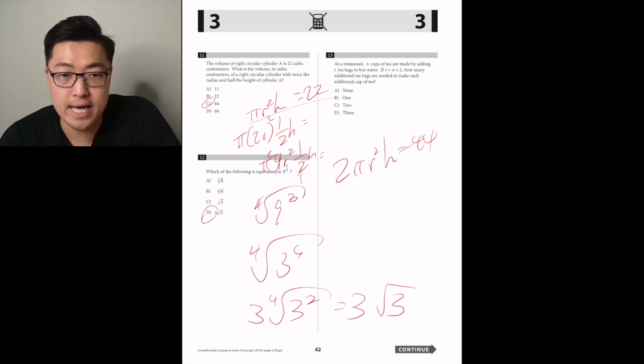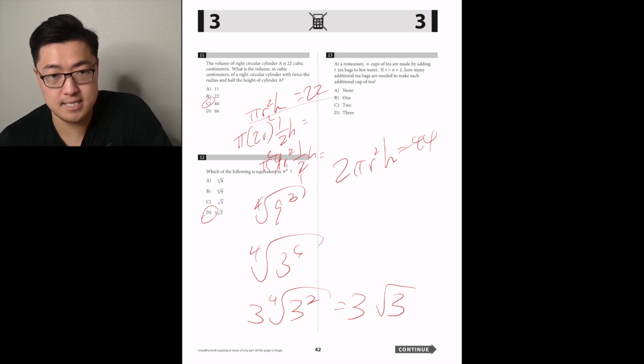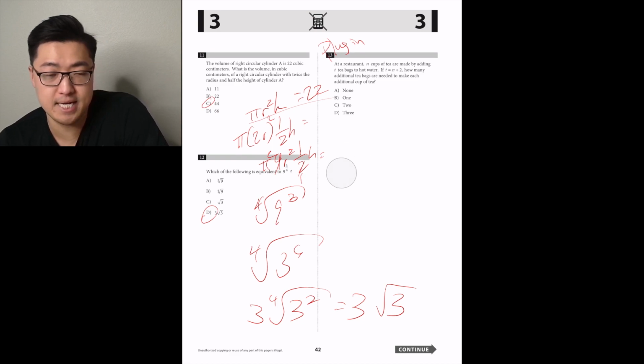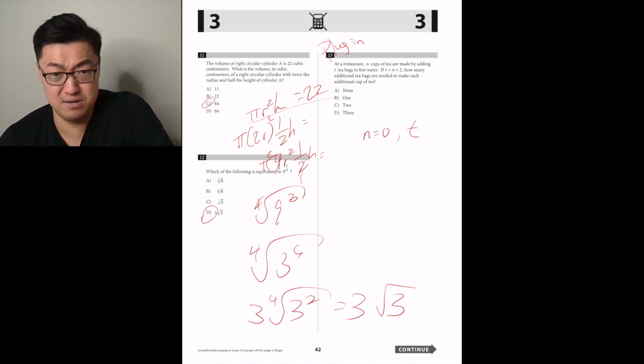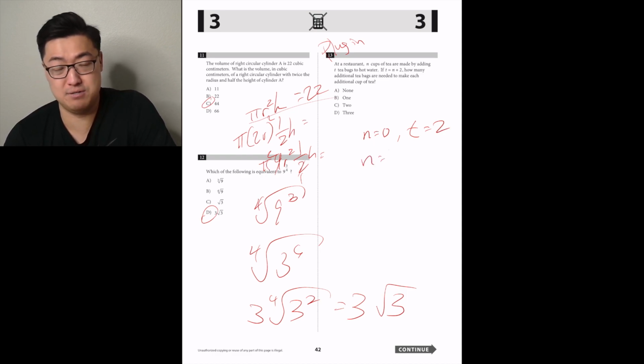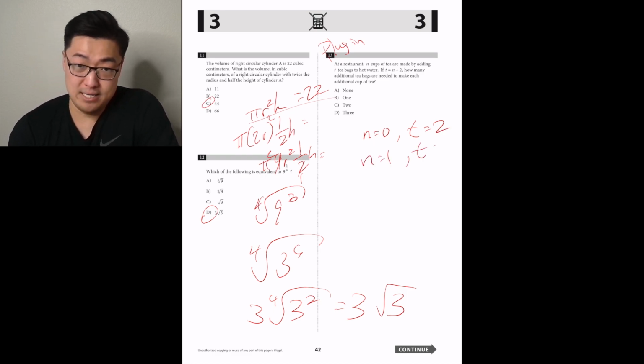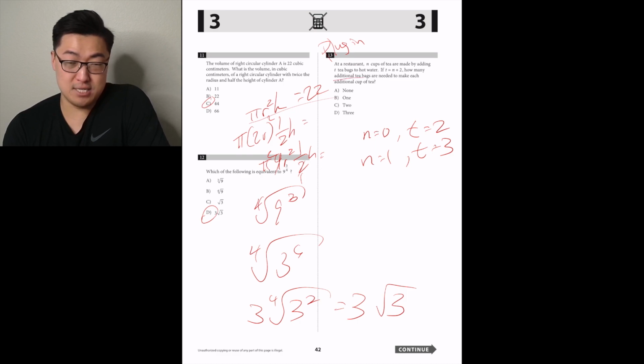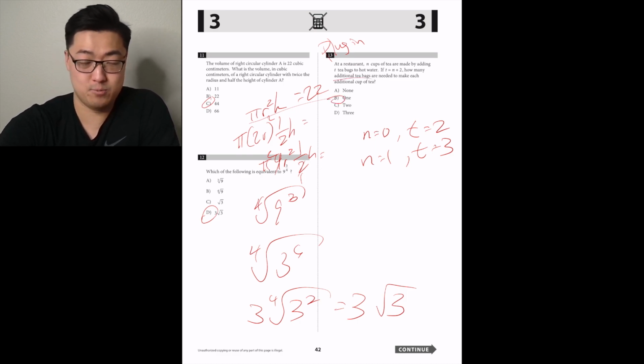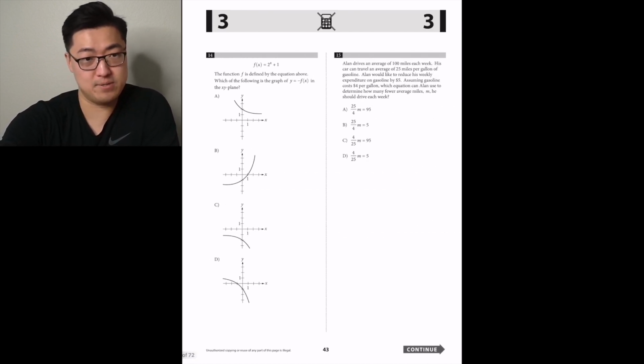D. At a restaurant, n cups of tea are made by adding tea bags to hot water. If t equals n plus 2, how many additional tea bags are needed to make each additional cup of tea? Plug in, I guess. If n is 0, then t is 0 plus 2, so 2. If n is 1, then t is 1 plus 2, so 3. So you need one more tea bag to make one more cup. B. Thanks again for the free point, College Board, I guess.